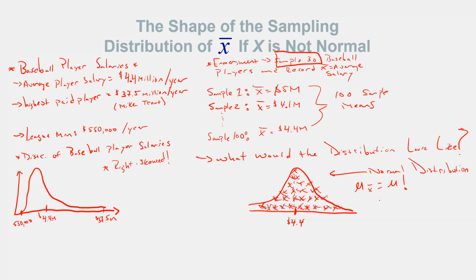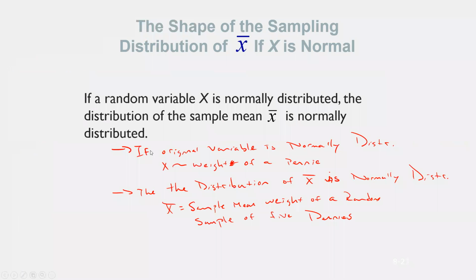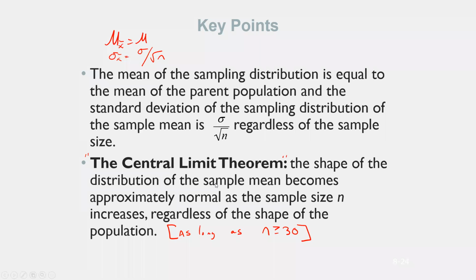I know this was a lot, but I'm going to stop here. The big takeaways from the last 40 minutes of class are that the distribution of X bar is going to be normally distributed if the original variable is normally distributed, and if the original variable is not normally distributed, as long as the sample size is greater than or equal to 30.